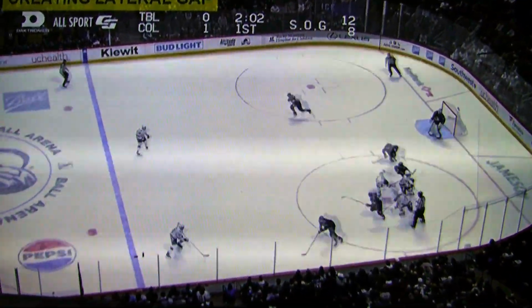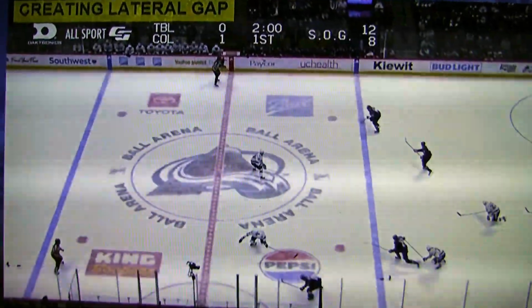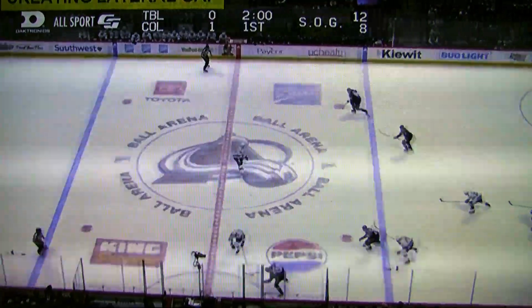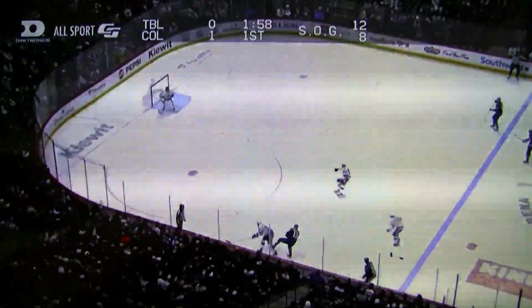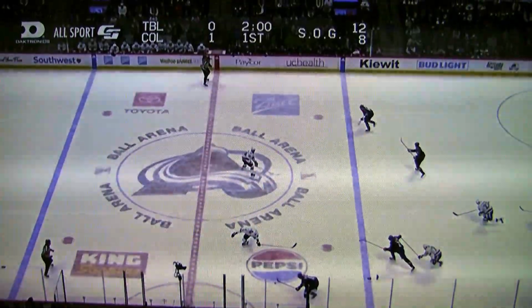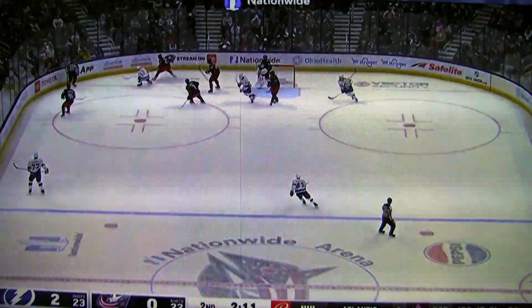And then again, his partner's doing the same thing coming across there. Again, creating lateral gap. That's Erik Cernak doing the same thing. If you watch his stick, body position, feet, he sweeps downhill. Takes away any kind of pass to the middle, and you take away a potential 4-on-2, and you kill it early by creating that lateral gap.